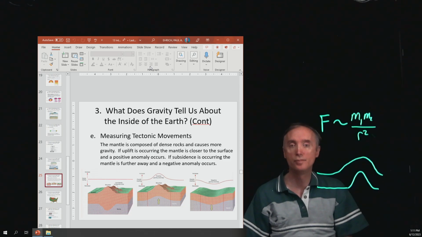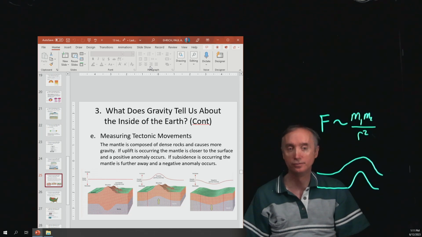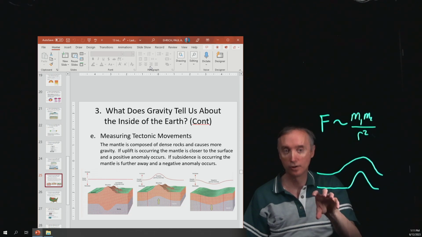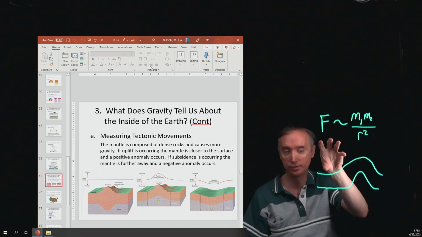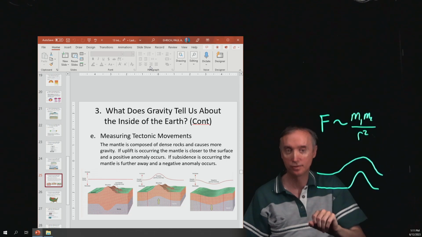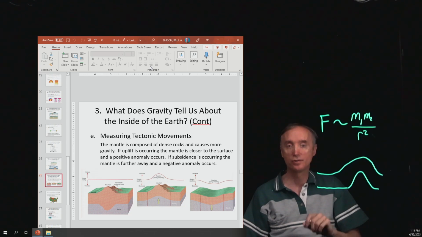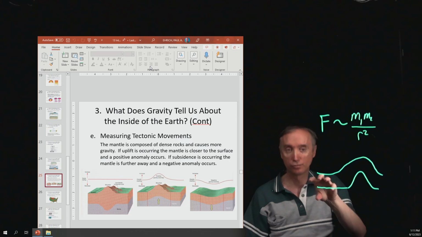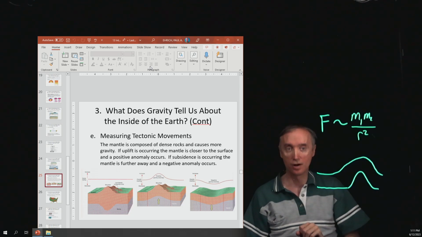You can also measure tectonic movements. The mantle is composed of more dense rocks than the crust. So you have the core, the mantle, and then the crust. The mantle is going to be composed of very dense rocks compared to the crust. That means that for the same volume, the mantle rocks are going to have more mass than the crustal rocks are going to have.